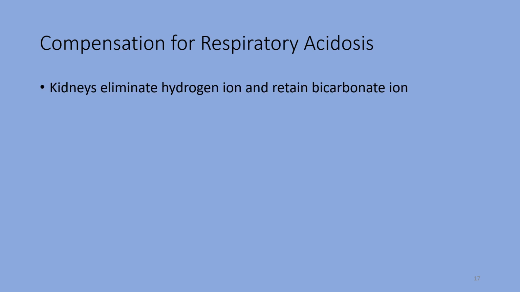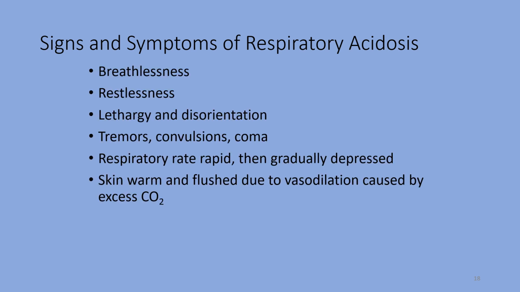Compensation for respiratory acidosis: the kidney eliminates the hydrogen ion and retains the bicarbonate ion. Signs and symptoms of respiratory acidosis: breathlessness, restlessness, lethargy, disorientation, tremor, convulsions, coma, respiratory rate fast then gradually depressed, skin warm and flushed due to the vasodilation caused by the excess carbon dioxide.